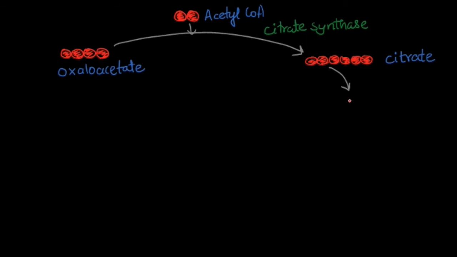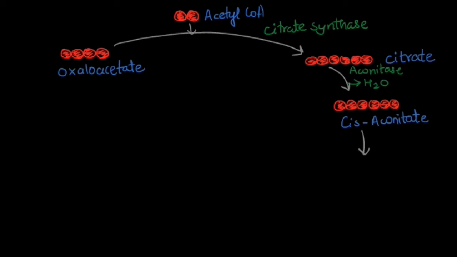Now, in the further reaction, the citrate loses 1 water molecule and forms cis-aconitate in the presence of the enzyme aconitase. Now, further in the reaction, the citrate is converted into its isomer isocitrate by the enzyme aconitase, and there is a gain of a water molecule.